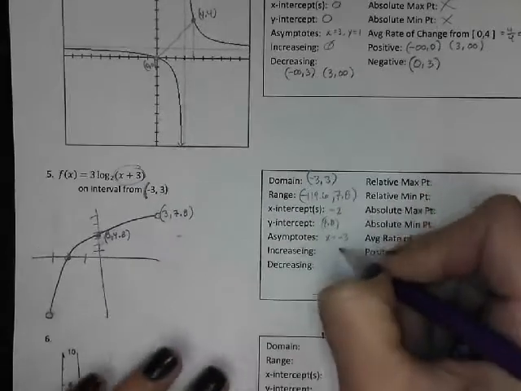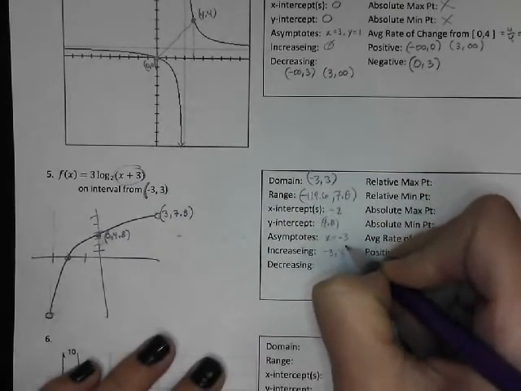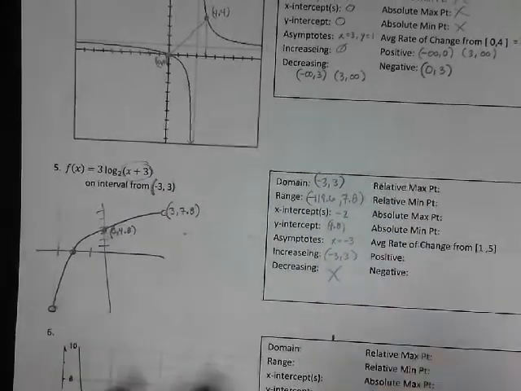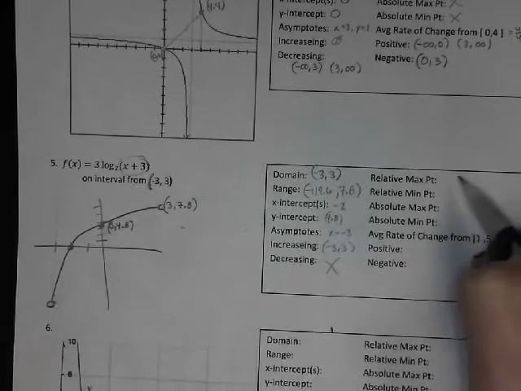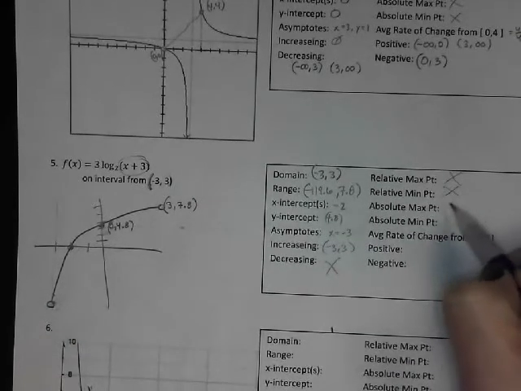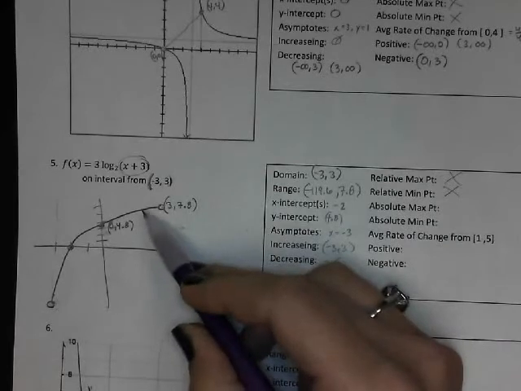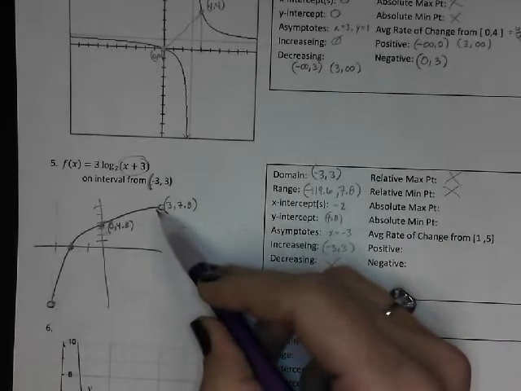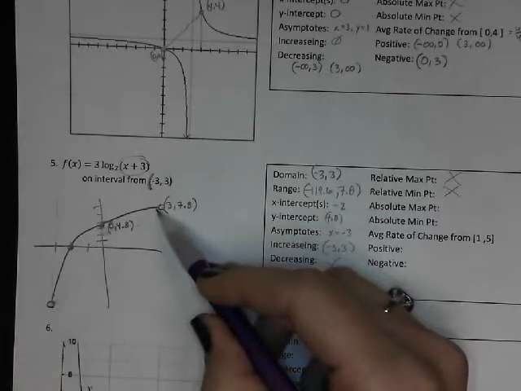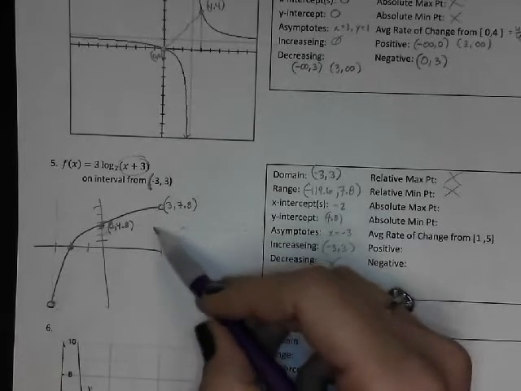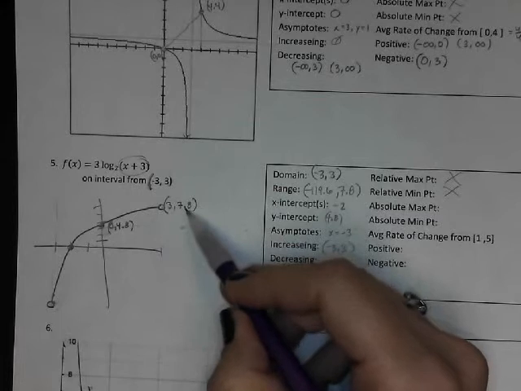It's increasing always, so from negative 3 to 3, it's always increasing, never decreasing, never constant. Relative max, we don't have a peak, we don't have a valley. Absolute max, you don't have, because it technically keeps going up and up, but we keep getting infinitely close to this, so we actually never reach 7.8.